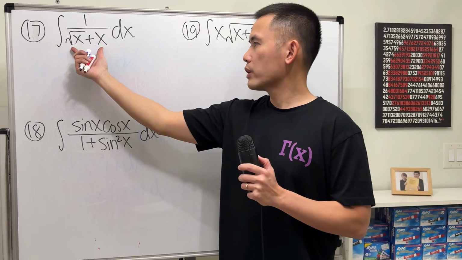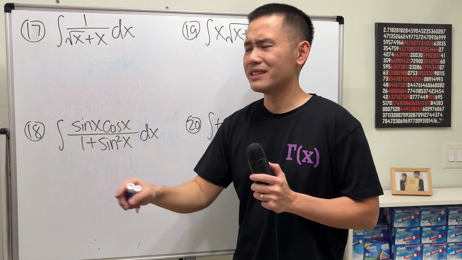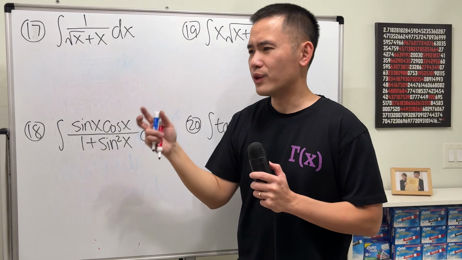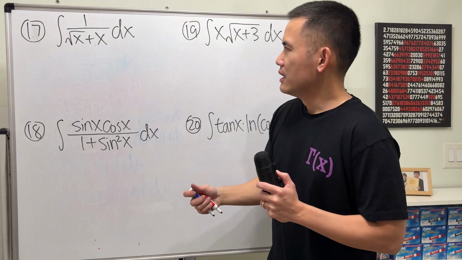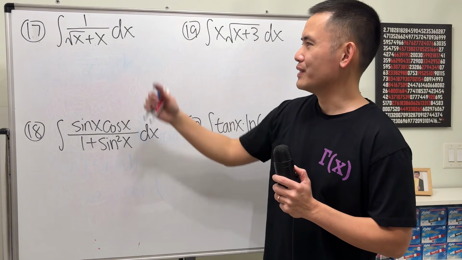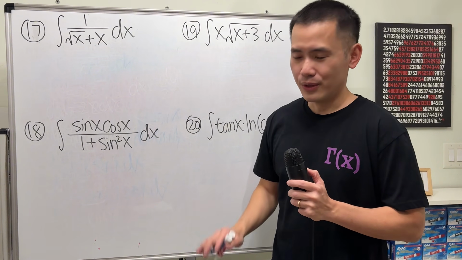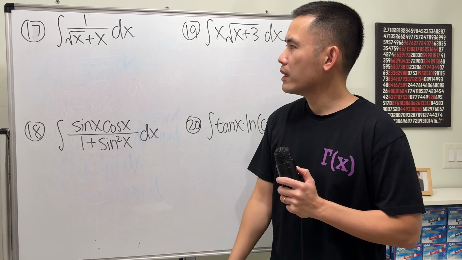If we let u equal the bottom, we have 2 terms. The derivative of this is 1 over 2 square root of x, and then the derivative of that is plus 1. I don't think we have enough things to work with after that, right? So don't do that. That's not the way to go.